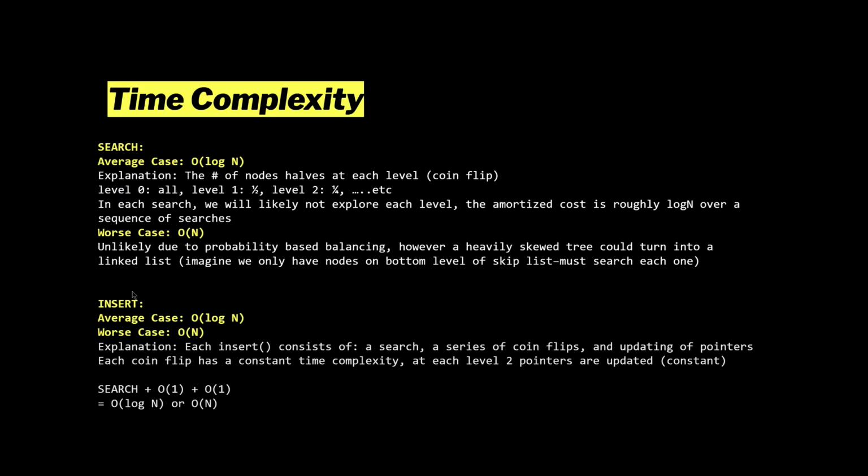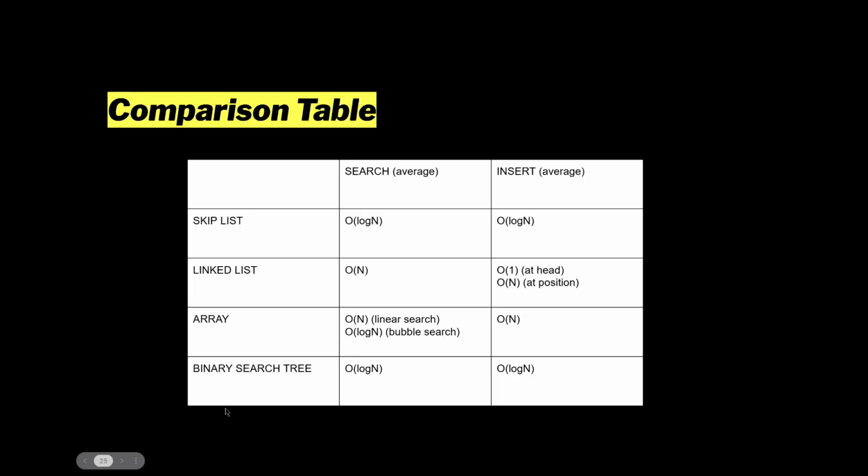So then, insert, the time complexity is very similar because each insert contains a search, which we just covered here, and then a series of coin flips, and then the updating of pointers when we're inserting at each level. Each coin flip has a constant time complexity, and in each updating of pointers, only 2 pointers are updated per level, which is also a constant. So what ends up happening is we have the time complexity of search, which would be either O(log n) or O(n), plus constant time plus constant time. And as you know, we would basically ignore these and we would just get O(log n) or O(n).